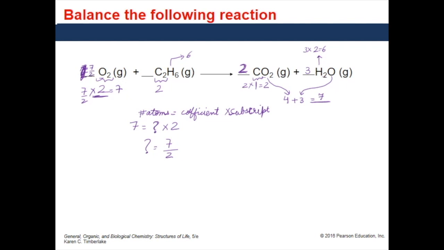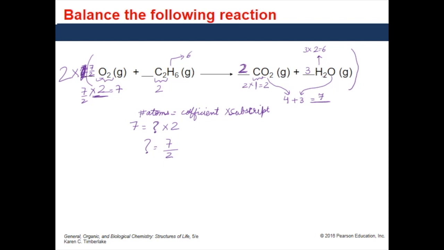But remember, we mentioned that the coefficients can only be whole numbers. They are never fractions, never decimals. So how can I get rid of this fraction now? The best way is to multiply the whole reaction by 2, and I can get rid of this fraction. So whenever you see something like this, where only one of the compounds in its natural state is giving you odd and even numbers, use a fraction.